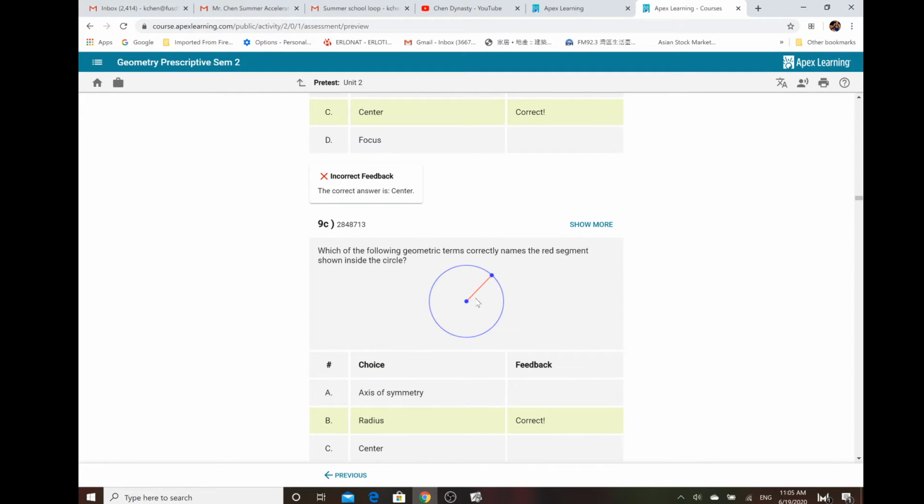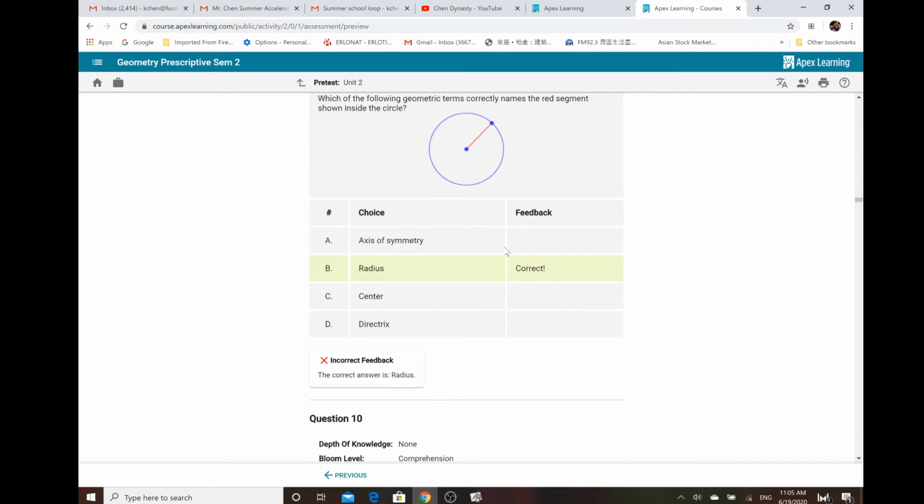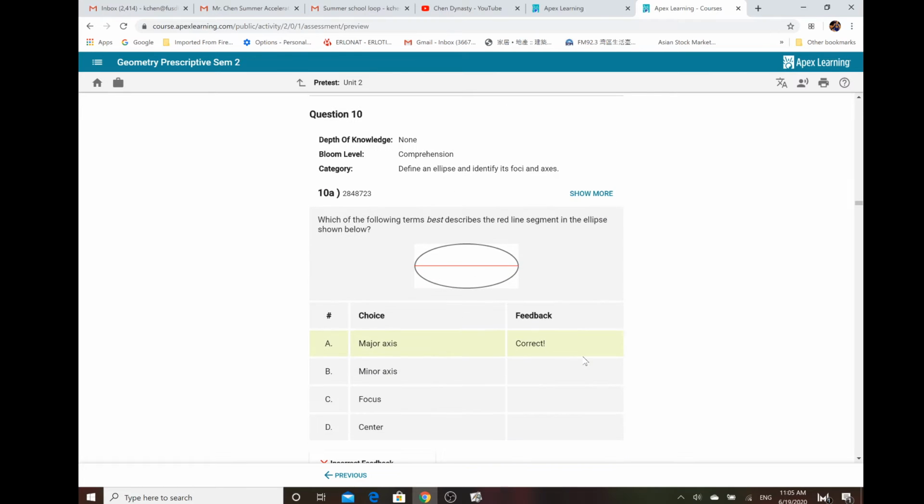Here's another situation for the radius. Construct the distance from the center all the way to the point on the circle. So it's a radius. And now what about, let's say that we do have an oval? This one is called an ellipse.